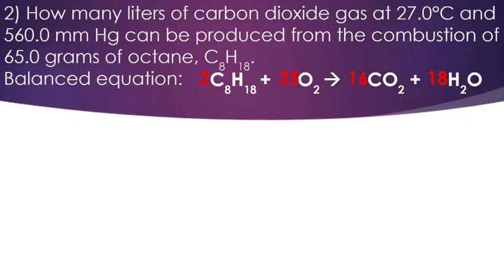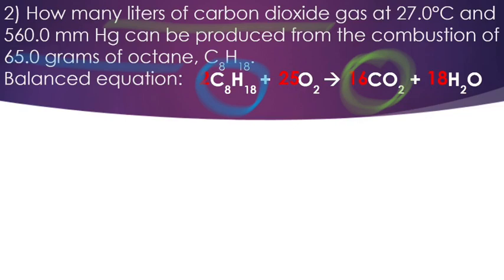So this is asking us how many liters of carbon dioxide, so we know we're going to need that 16 moles of carbon dioxide somewhere in this problem, at 27 degrees Celsius and 560 mmHg, can be produced from the combustion of 65 grams of octane. So octane is this C8H18 stuff. So somewhere in our problem, we're going to be using this 2:16 ratio. But reading through this problem, we weren't given moles, so I'm not ready to use my mole ratio quite yet.